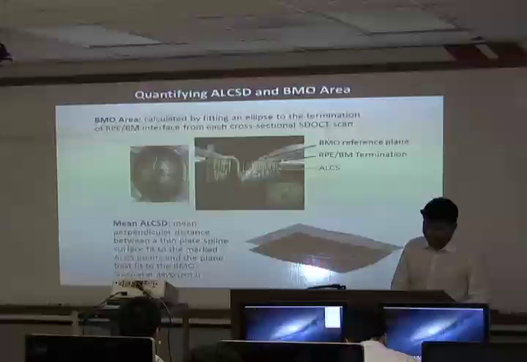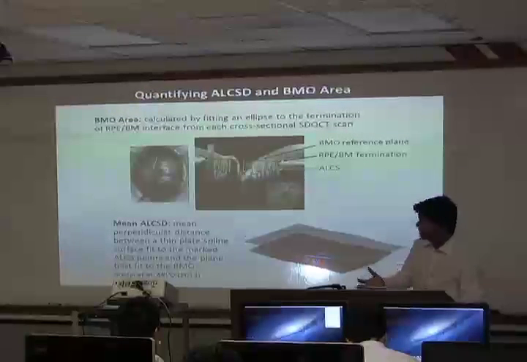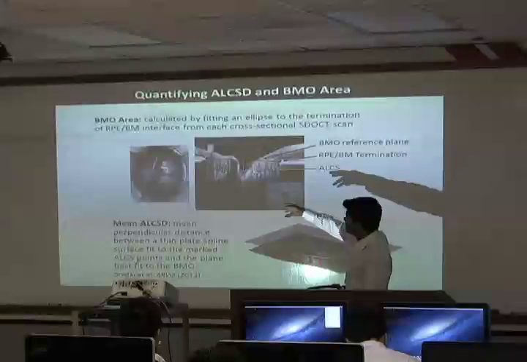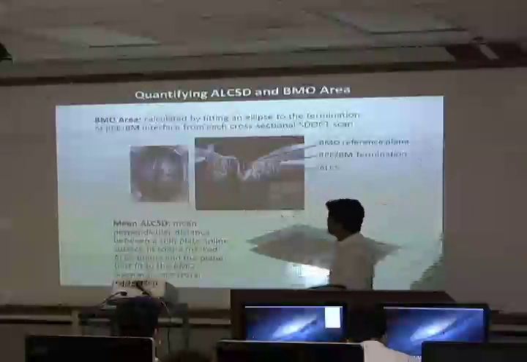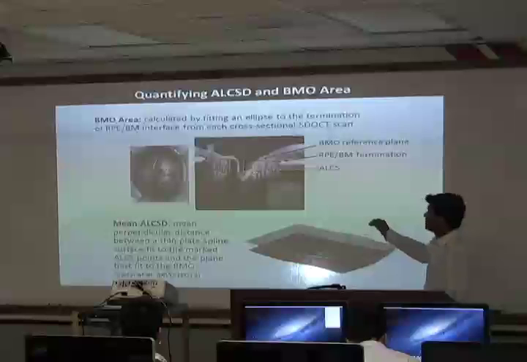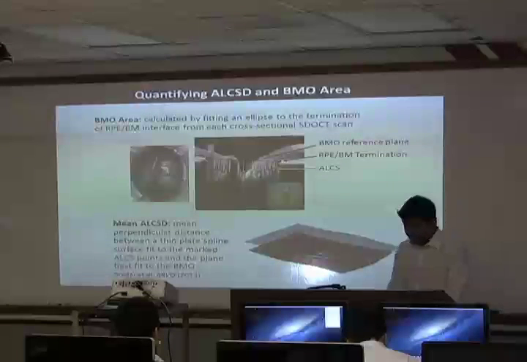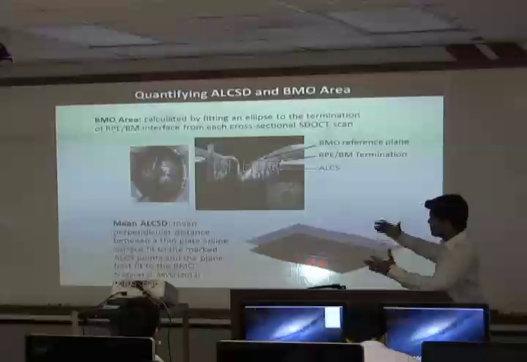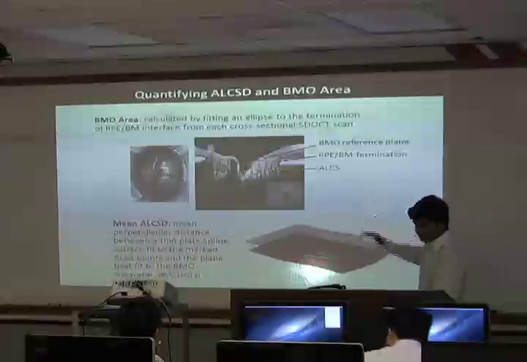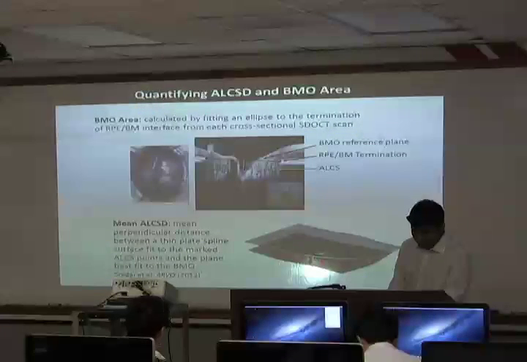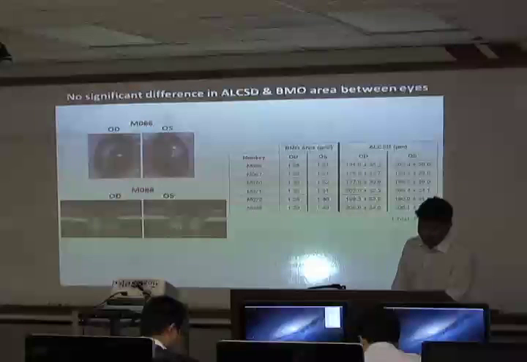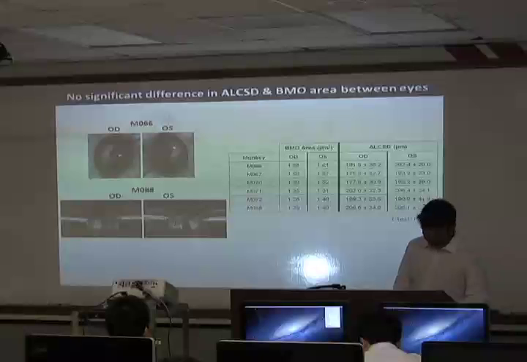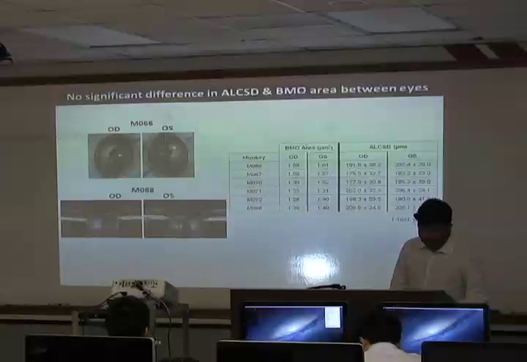We also quantified the cupping, that is the ALCSD, and the gross membrane movement area. The gross membrane movement area is measured by fitting an ellipse to the points at the rim of the optic nerve. That serves as the reference plane, because there is a lot of evidence to suggest that even if there is change in disease, this plane remains constant. And we also found there is no significant difference in these two parameters between eyes which are normal.